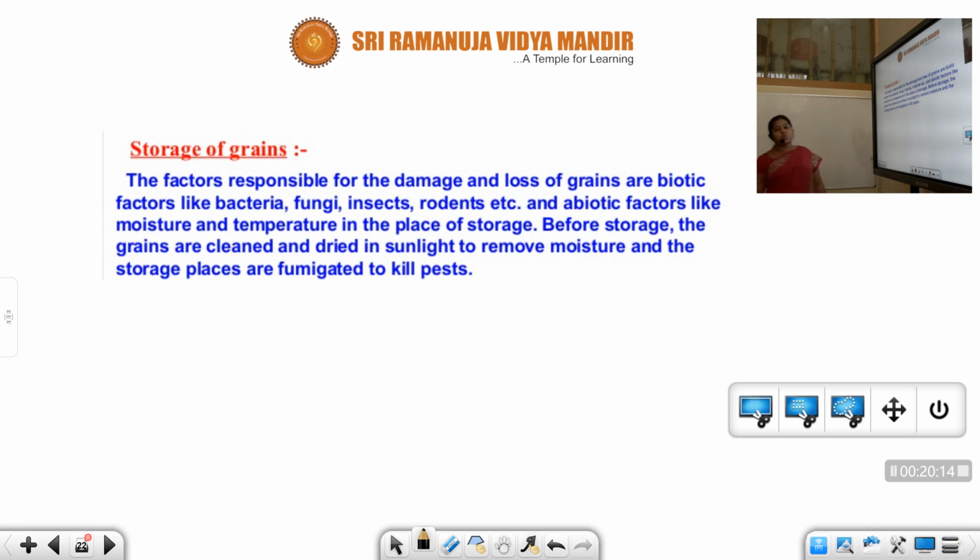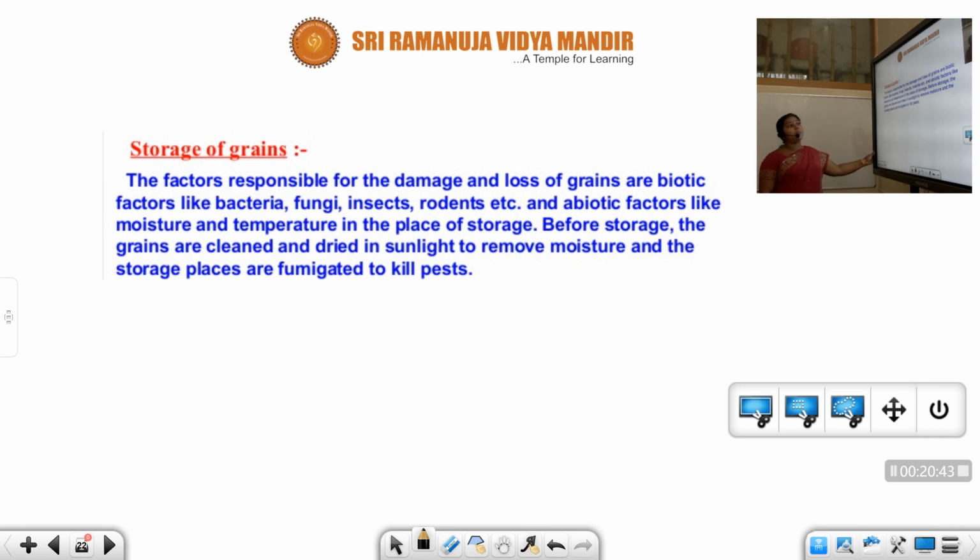Storage of grains. So far we have discussed crop improvement, crop management, crop protection, everything. Now storage. This story begins after the harvesting. Matured and harvested is not the end of the thing for the farmer, right? He needs to concentrate on the storage aspects, otherwise he may get a big loss.